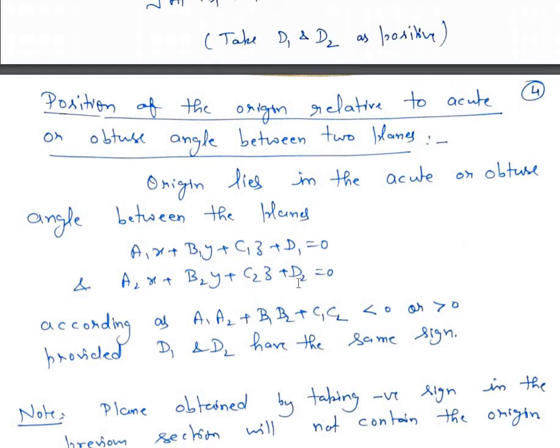It means that first of all you make d1 and d2 positive and then find a1a2 plus b1b2 plus c1c2. If this expression is negative, then the origin lies in the acute angle, and if this expression is positive, then the origin lies in the obtuse angle.